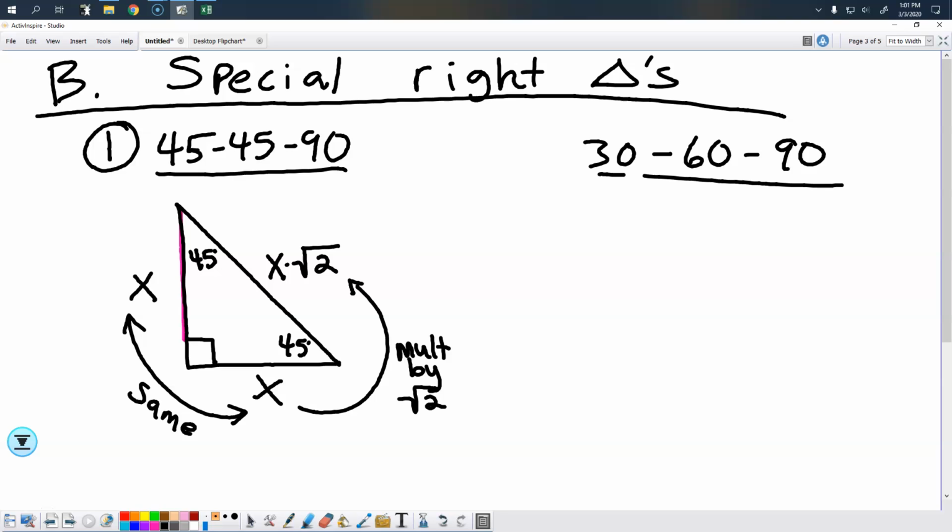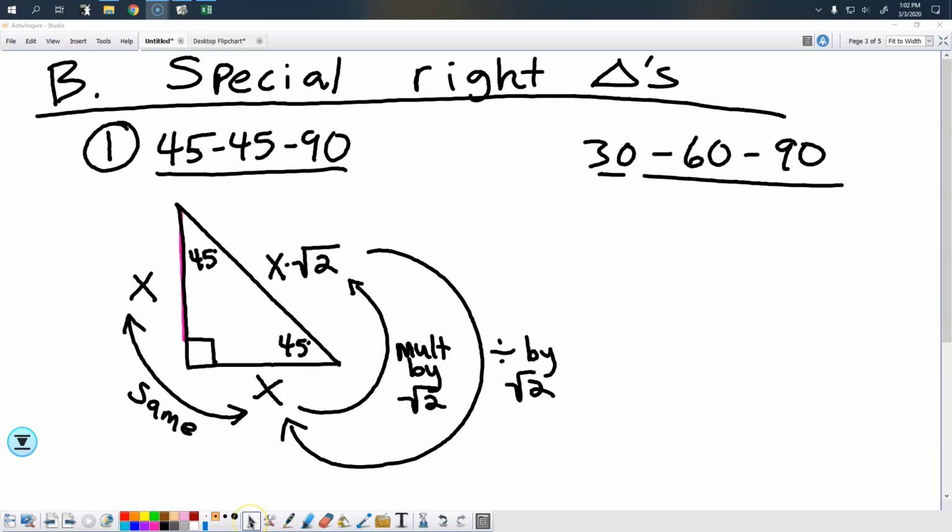What if I gave you the hypotenuse and I wanted you to work backwards to finding the leg? What would you do? You would divide by the square root of 2. Okay? Now I want you guys to leave the 30, 60, 90 spot blank for a little while. Okay, we'll come back to that in a minute. I don't want to overwhelm you guys with too much information, but there's that.